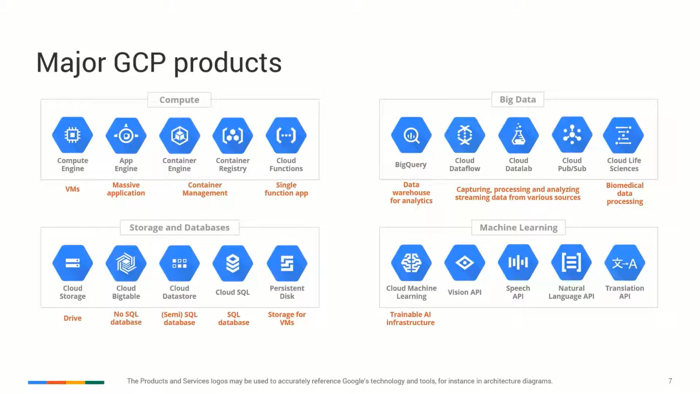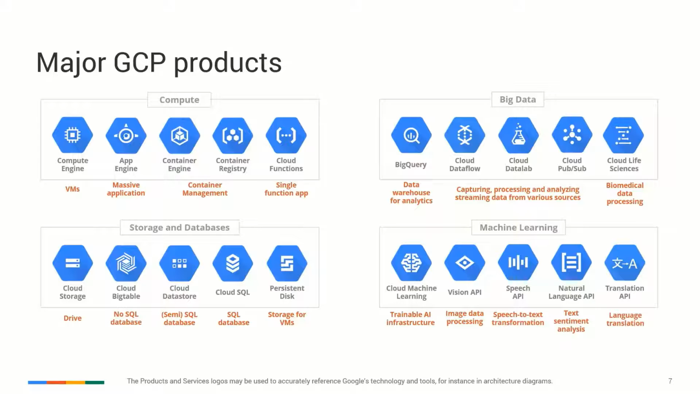But of course, there are some already predefined APIs, for example, Vision API. It focuses on image data processing. There's Speech API. It specializes in speech-to-text transformation and vice versa. There's Natural Language API, which does text sentiment analysis, and Translation API does the language translation.